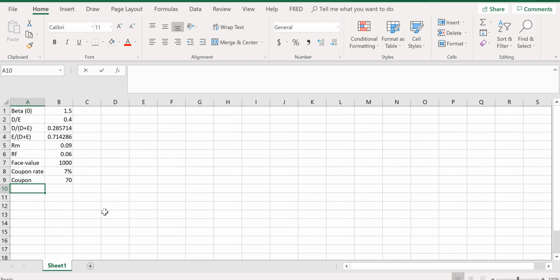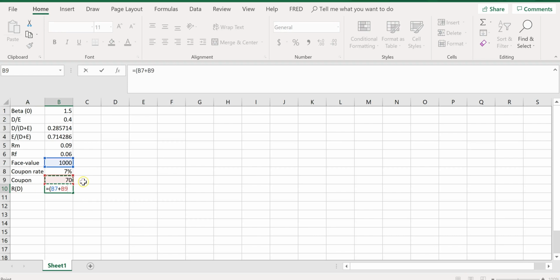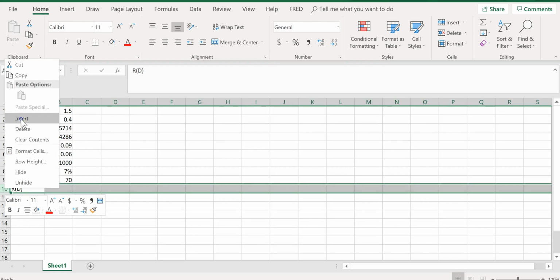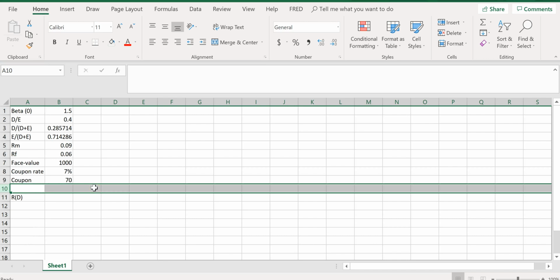Hence, RD must equal the face value plus the coupon over the price today. Oh, I have to write down one more input. That's the price, P0, 976.56.